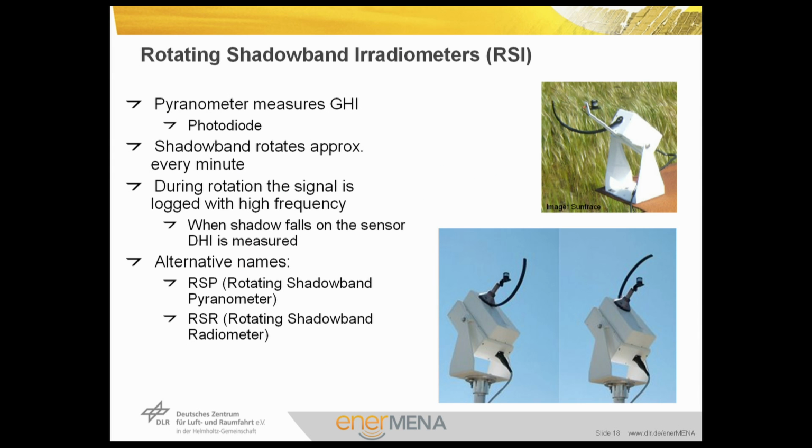Rotating shadowband irradiometers can be seen in the pictures here. So you have a pyranometer. In this photo here, the pyranometer measures GHI. The shadow band can be seen here and also here. This band rotates approximately every minute. During the rotation, the signal is logged with a high frequency, and when the shadow falls on the sensor, more or less the DHI is measured. There are also other names for RSIs: RSP, rotating shadowband pyranometer, and RSR, rotating shadowband radiometer.